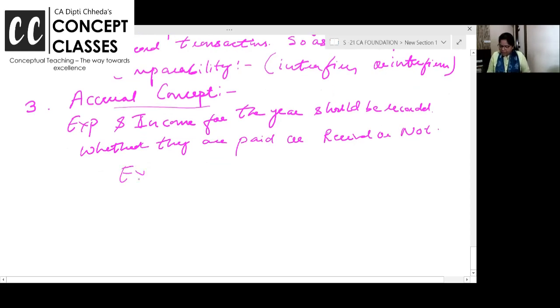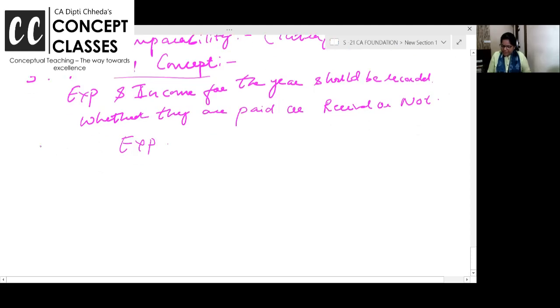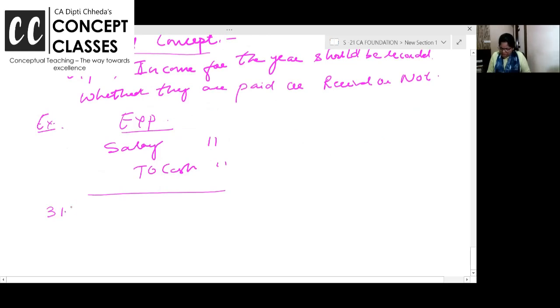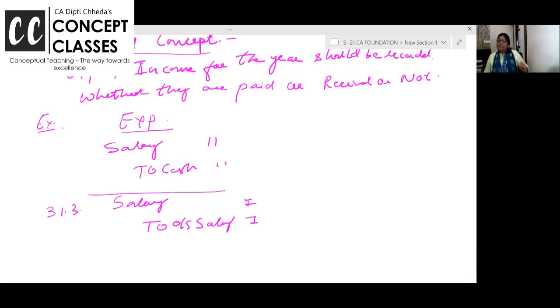Right? Write down this example. Like expense: salary to cash. 11 months salary you have paid till February. March month salary, for some reason, you are going to pay in the month of April. So what? On 31st of March, you pass the entry: salary account debit to outstanding salary and create a liability. Nice, clear to all of you?